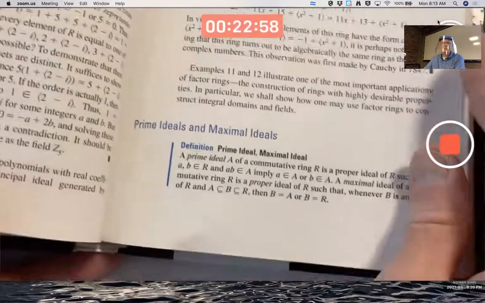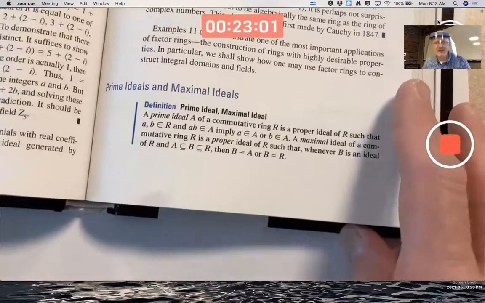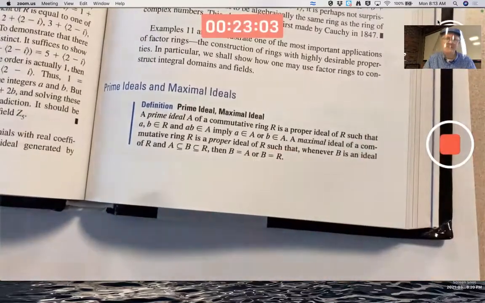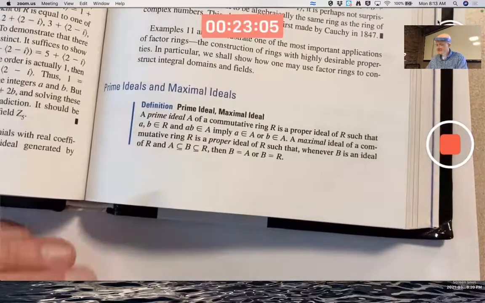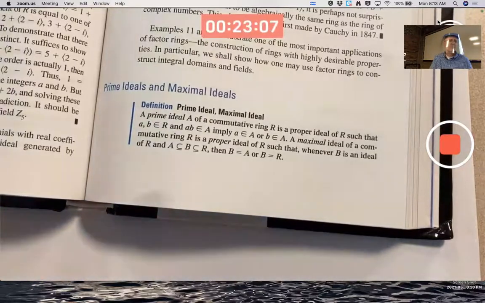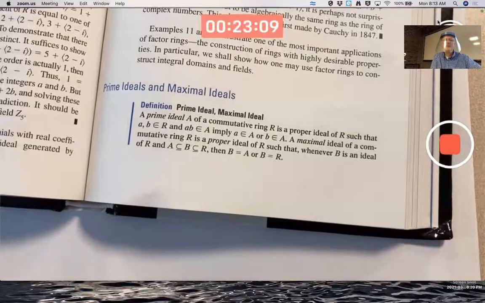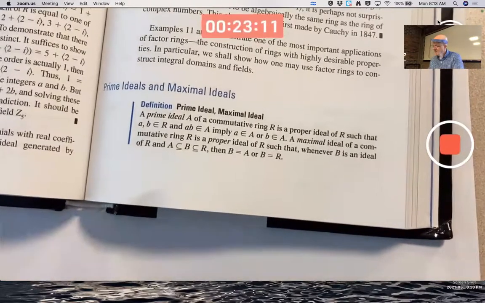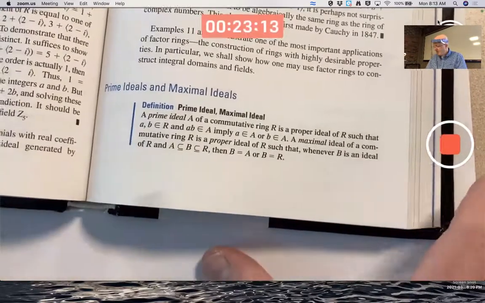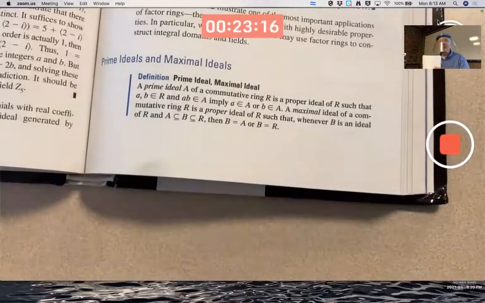So again, here's the definition of both a prime ideal and a maximal ideal. It's a hard concept here. I always kind of struggled with both of these concepts when I was learning this material. But it's going to be important for us, and definitely examples help.